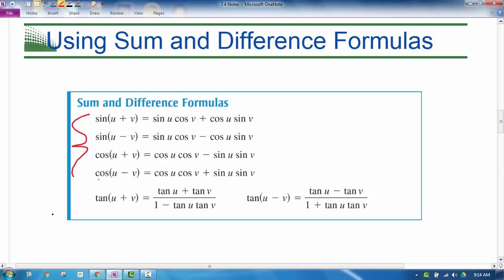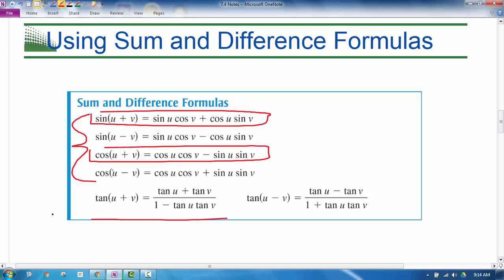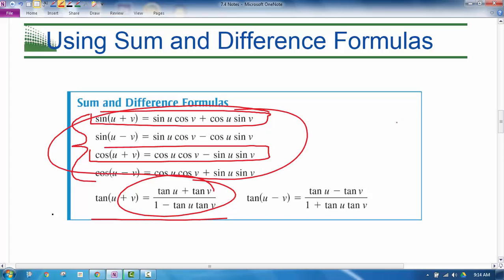Actually, I put these 4 on our formula sheet, and these ones right here just come from sine over cosine. So if you look at this formula right here and divide it by this formula, you'll get this. So if we do tangent at all, just keep in mind that it's sine over cosine, so you can use the 4 that I give you on the formula sheet.